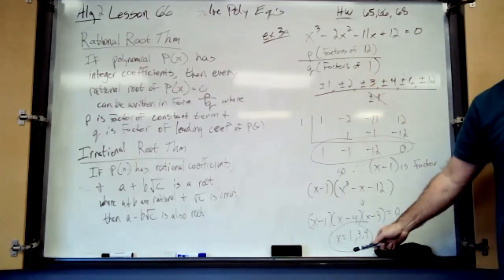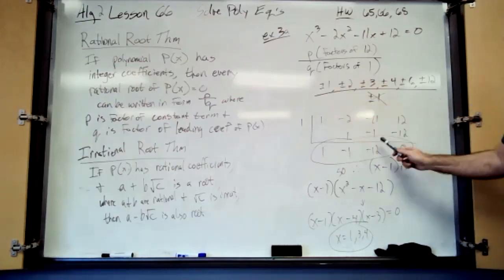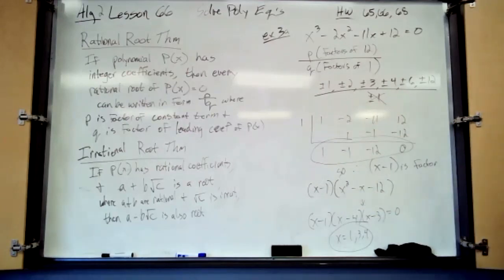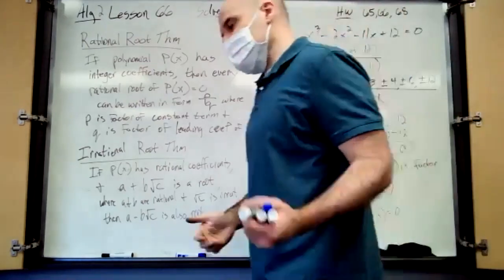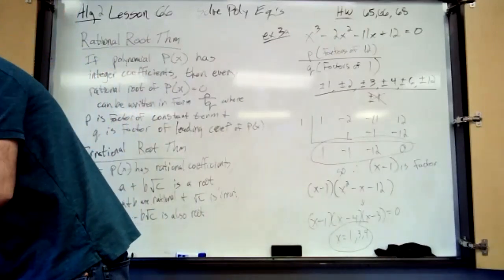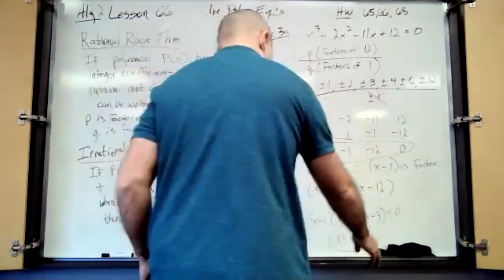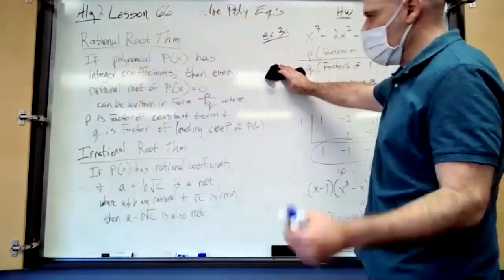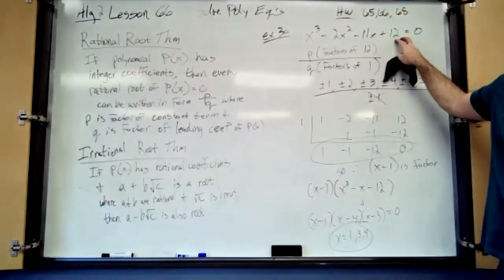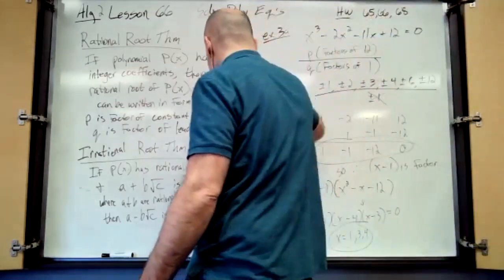Now we ended up with 3, but we could have picked 3 and divided by 3, and we would have gotten another trinomial that we could have factored and got 1 and 4. So we've got x minus 1, x minus 4. Okay? So that's a little complicated. But let's try one more example. And then that'll be it for the day. Okay? So remember, it's p over q. P is the factors of the constant term, and q is the factors of the leading coefficient.